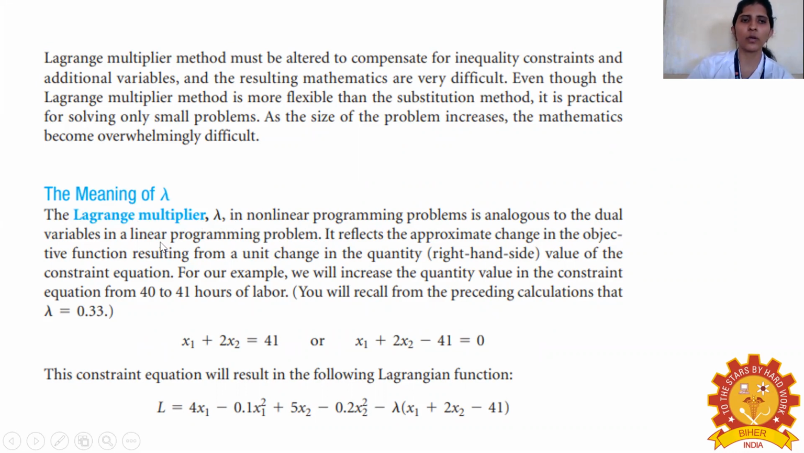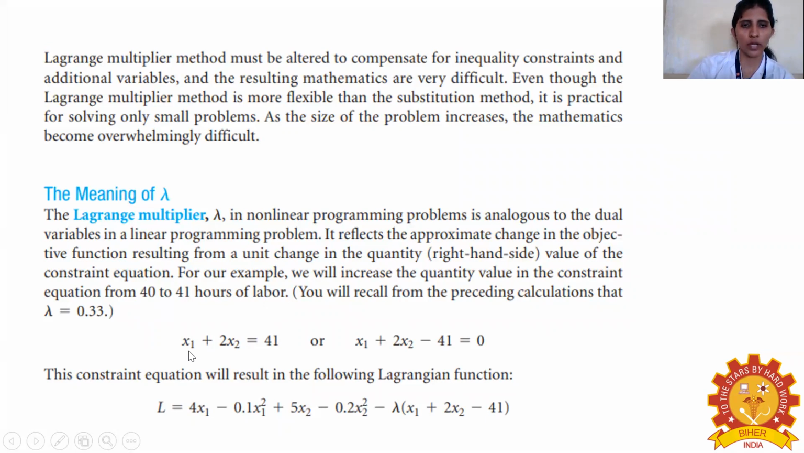It is similar to the dual variables in a linear programming problem. So it reflects the approximate change in the objective function resulting from a unit change in the quantity value of the constraint equation. In our example, we will increase the quantity value in the constraint equation from 40 to 41 hours of labor. We are using the same constraints as we used previously.